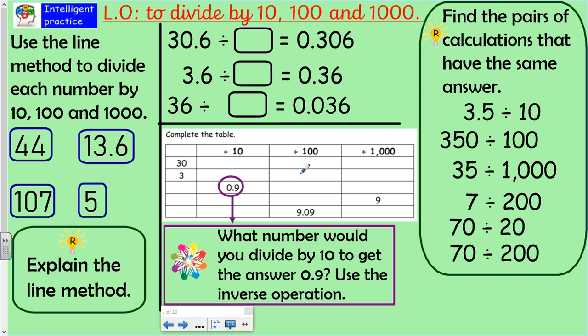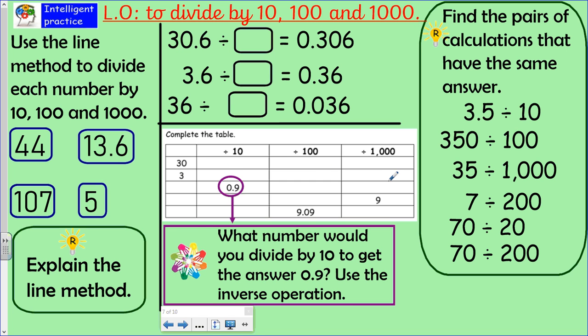This one says complete the table. It's up to you how you set this out when you're at home. You decide what's easiest for you. You don't have to draw all the lines on a table, essentially. Just set it out so you've done all the questions. So we're doing 30 divided by 10, 100 and 1,000. 3 divided by 10, 100 and 1,000.